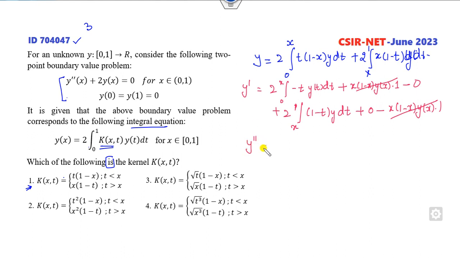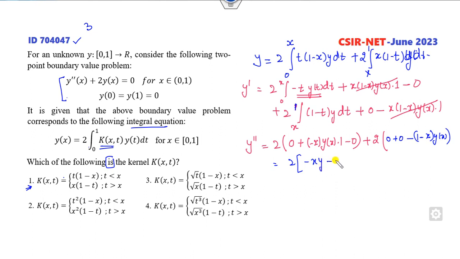Now find y double dash. What will happen? The 2 is independent of x, so the derivative will be 0. So it's a 0 plus upper limit, so it is minus x y(x) into 1, lower limit 0, plus 2 times, again independent of x so 0, upper limit 0 because 1 is a constant value, minus (1 minus x) y(x) into 1 here. So what is that? It's 2 as a common factor, minus x y minus y plus x y. So it cancels out, and it is minus 2y. So y double dash minus 2y satisfies this property.